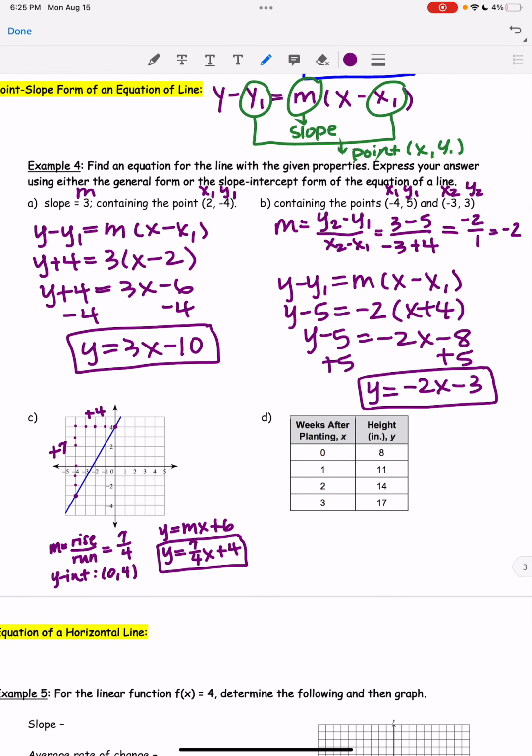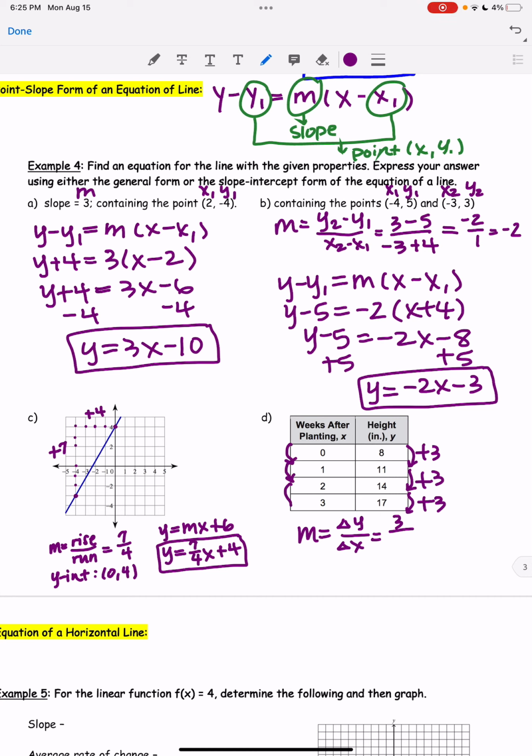Same thing with D. I could say this is my x1, y1, this is my x2, y2. Find the slope, then put it in point slope. But we also know that slope equals delta y over delta x. So how am I going on this side here, on my y? From 8 to 11, we're adding 3, 11 to 14, adding 3, 14 to 17, adding 3. Delta y is 3.